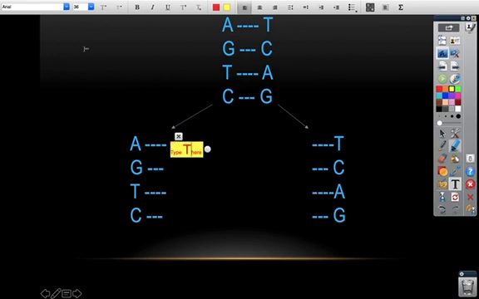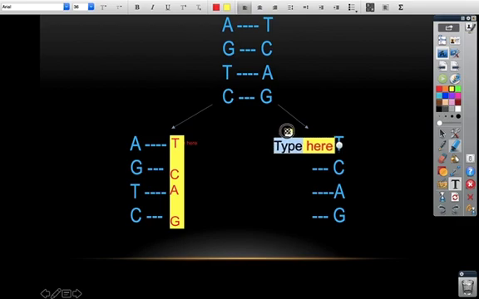Hopefully you said T. So A pairs with T. Okay. All right. Moving on, G would pair with C. T would pair with A. And C would pair with G. Now over here, we get the same process happening. Here's a T. So on the new strand, there should be an A.